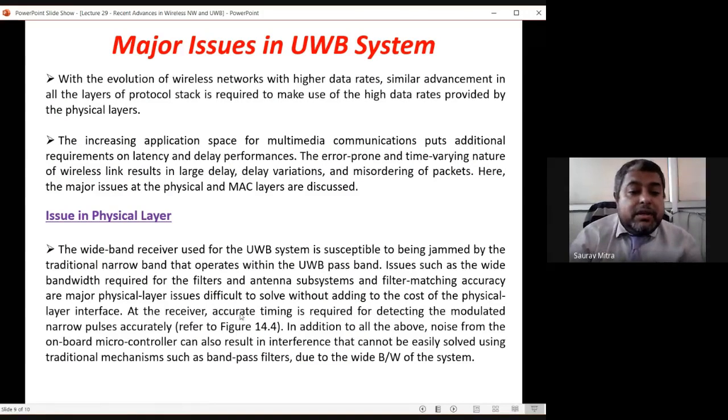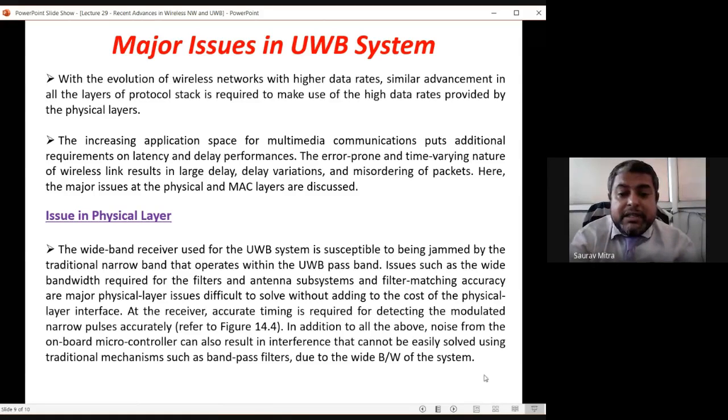So at the receiver, accurate timing is required for detecting the modulated narrow pulses accurately. As the pulse width is very narrow, 0.5 nanosecond, if we are off by a little bit here and there, we lose the accuracy of the ultra wideband system. So the timing accuracy of the ultra wideband system has to be very high. That is the main point.